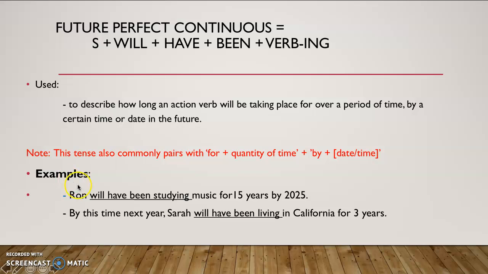For example, Ron will have been studying music for 15 years by 2025. And also, by this time next year, Sarah will have been living in California for 3 years. And this is a tense that does also get reduced in speech, so it could sound something like this. Ron will have been studying. Or Sarah will have been living. Try saying it. Ron will have been. And Sarah will have been.